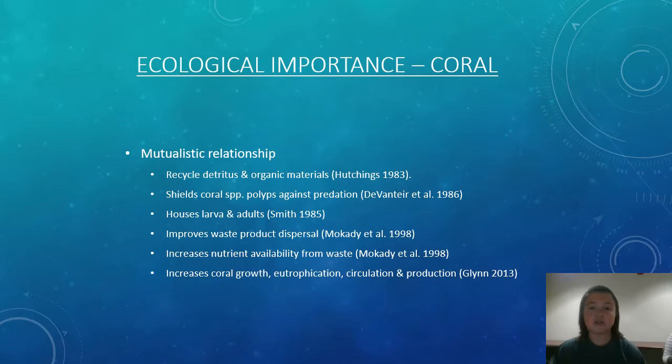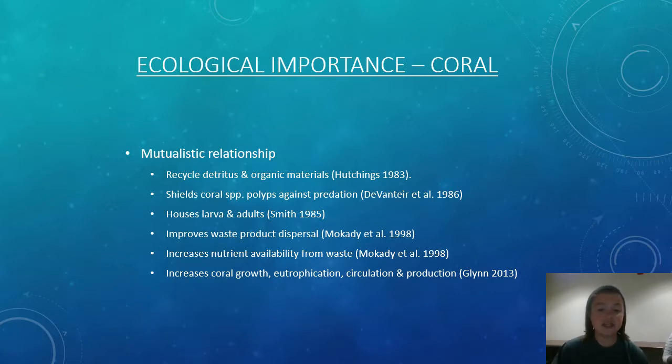So now for the ecological importance of its mutualistic relationship with coral. They recycle detritus and organic materials, according to Hutchings 1983. The worms themselves shield coral species polyps against predation, primarily from the crown of thorns sea star Acanthaster planci, according to Devantier et al. 1986. The coral themselves house the larvae and adults, so that's great protection for the worms against their own predators, according to Smith 1985.